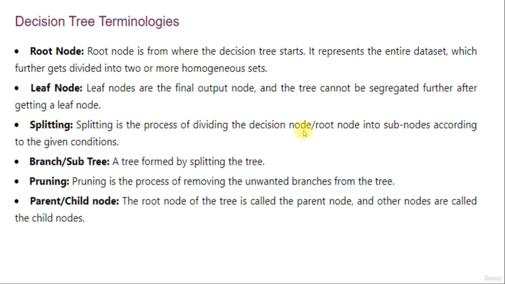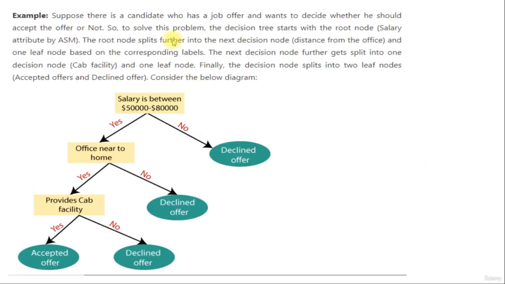Splitting is the process of dividing the decision node or the root node into subnodes according to the given conditions. Here we want to see this term called branch or a subtree. A tree that is formed by splitting the tree. So this is a subtree that we are getting. Pruning is the process of removing unwanted branches from the tree. This is very similar to the gardening term that we use, pruning. Parent and child node. The root node of the tree is called the parent node and other nodes are called the child nodes. Now have a look at this picture and we'll try to solve the example.